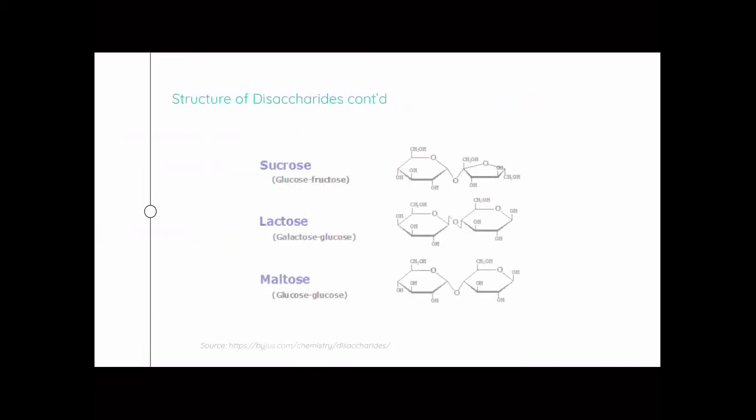Some common examples include sucrose, a disaccharide made of 1 glucose and 1 fructose, lactose, which is composed of a galactose and a glucose, and maltose, which is made up of 2 glucose molecules.